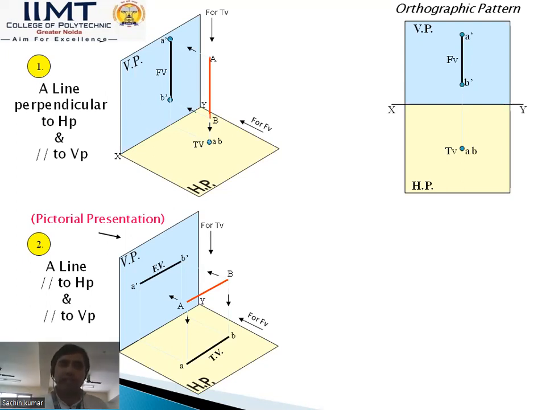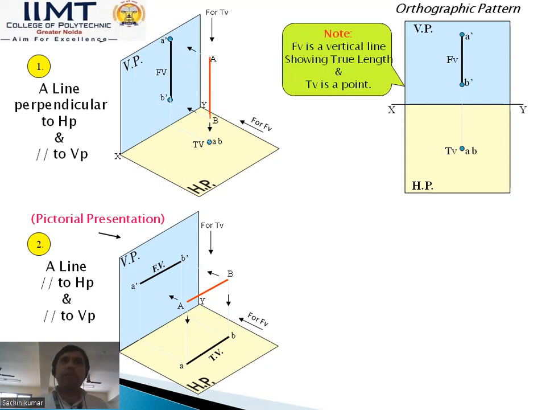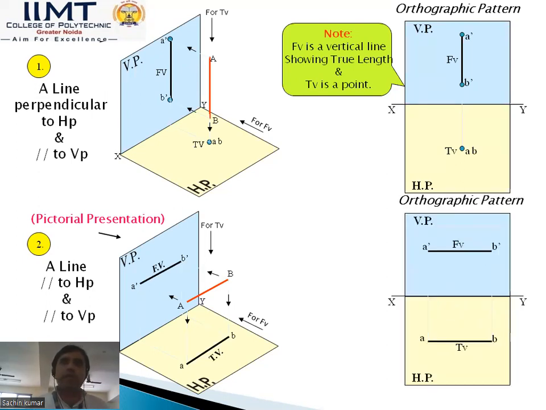In the second case, the front view is a vertical line, so it is the true length, and the top view is a point. As discussed previously, the top view is a single point, where point A and point B are not visible separately. That is the orthographic projection in this case. For the second case, whether you see the front view or the top view, you can see the true length in both.